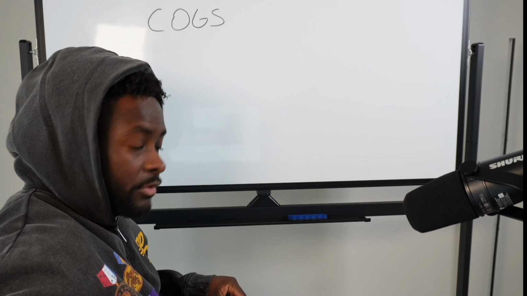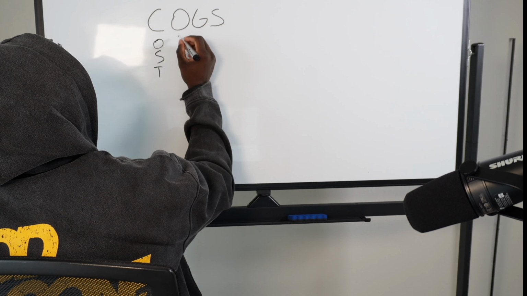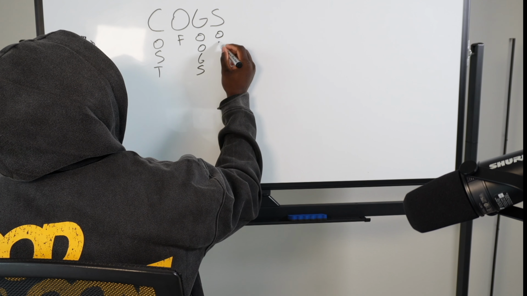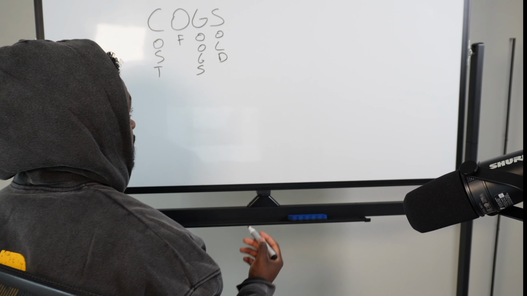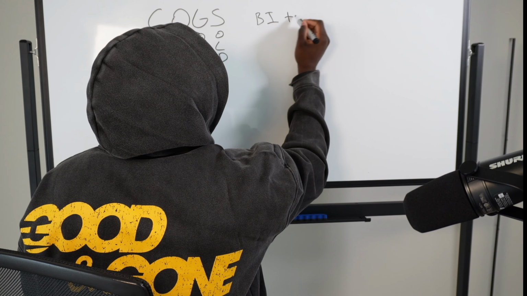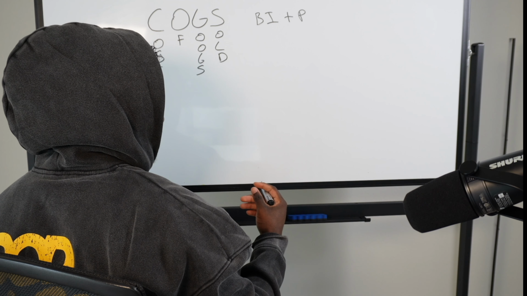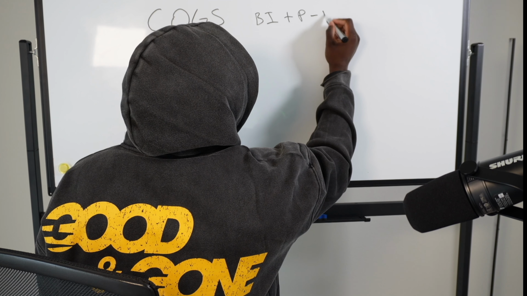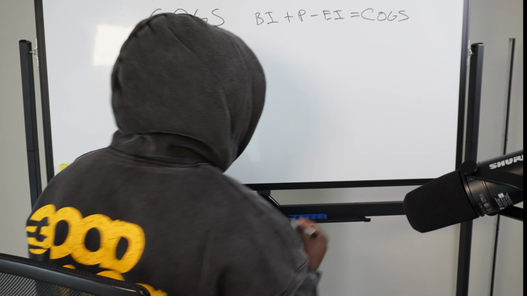But what does COGS stand for? COGS stands for cost of goods sold. What is the formula to find COGS? The formula is beginning inventory plus any products you purchase during that quarter, during that period, during that year, and you subtract that from ending inventory, and that will give you COGS.